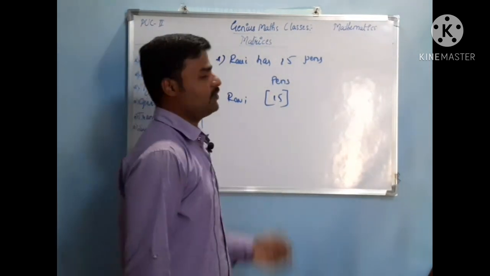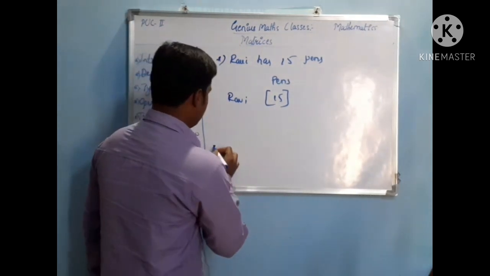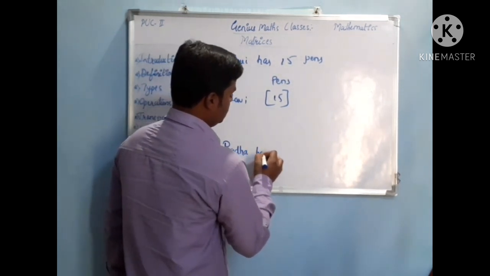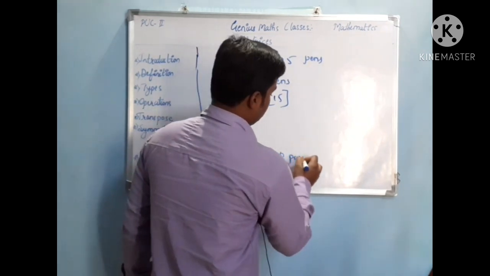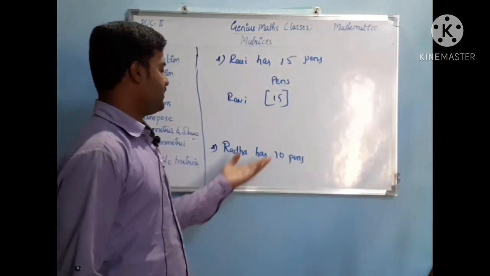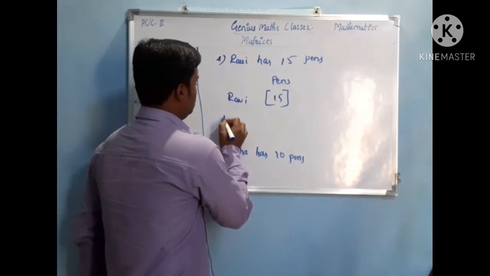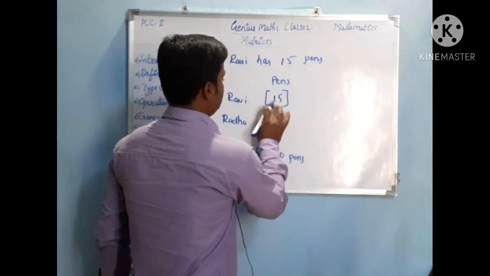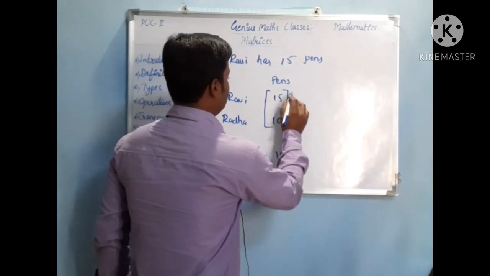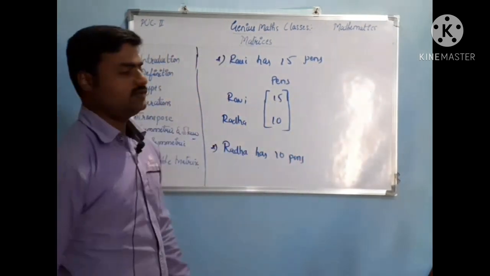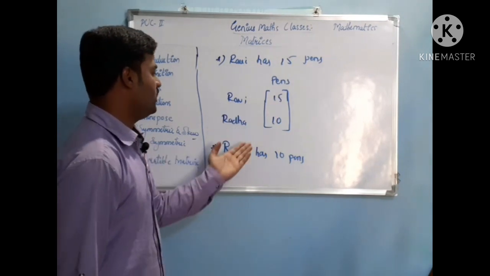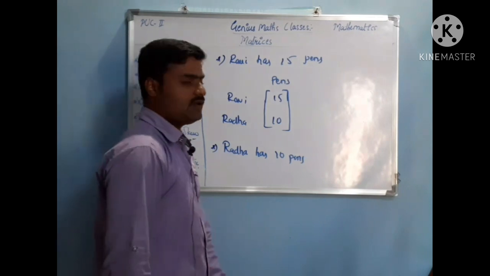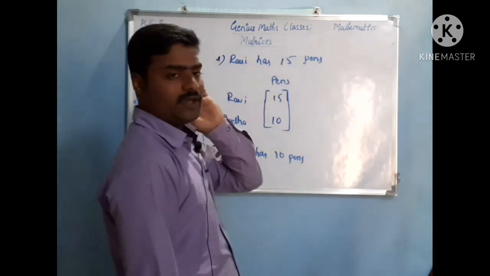Similarly, taking another name, Radha has 10 pens. Ravi has 15 pens, Radha has 10 pens. Just write down Radha, how many pens she has: 10 pens. So just remove this and combine. This is nothing but the representation: Ravi and Radha who have 15 pens and 10 pens. So this is the way of representing a matrix.